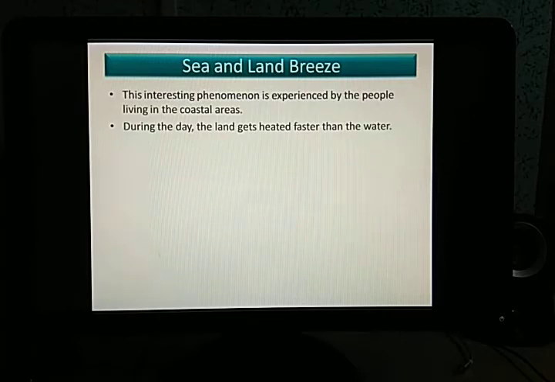Now during the day, the land gets heated faster than the water. Why does this happen? Because land absorbs most of the sun rays, and as a result it gets heated up. But in the case of water, it's different. The water reflects most of the sun rays, and as a result the water stays cooler than the land.